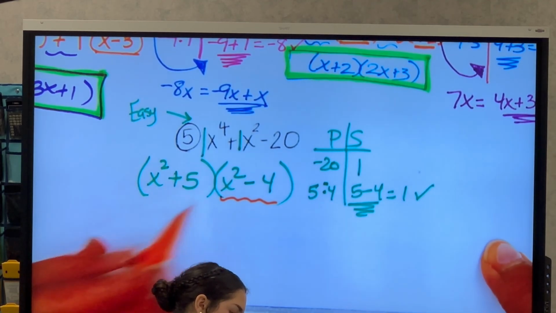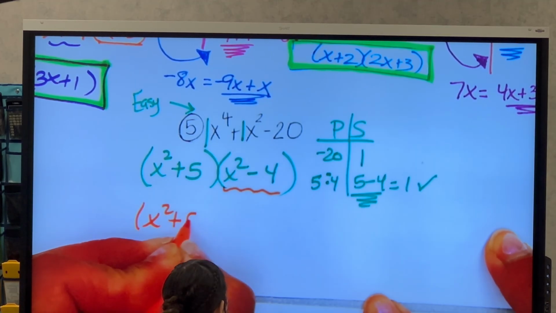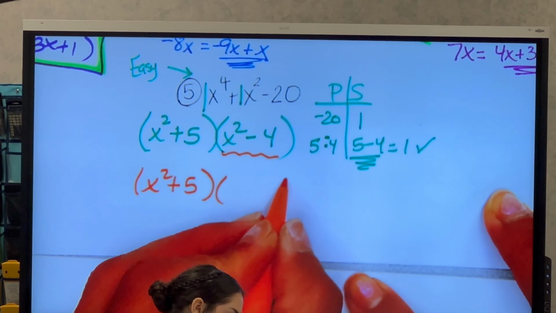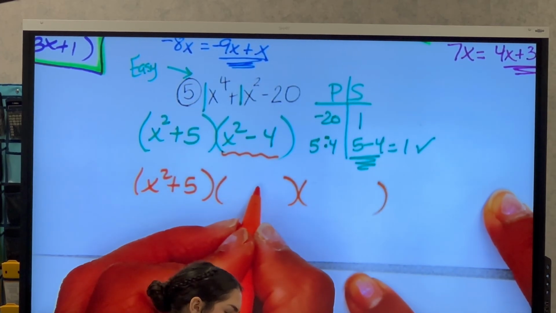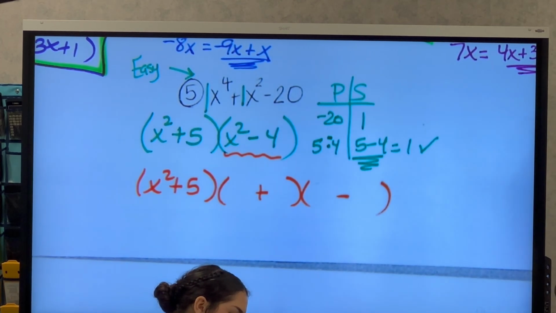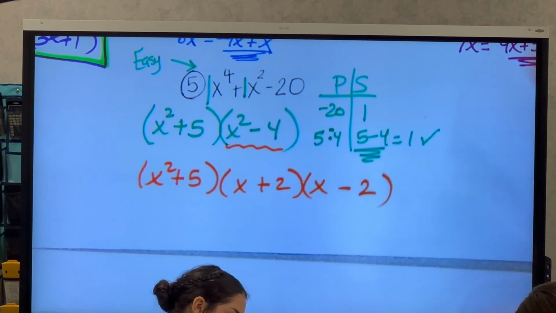We can't factor the x squared plus 5. That one's done. So just bring it down. It's got to come along for the ride. But x squared minus 4, difference of squares, always factor down to two binomial factors, but one with a plus and one with a minus. Anyone know what goes inside? X plus 2, x minus 2, right.